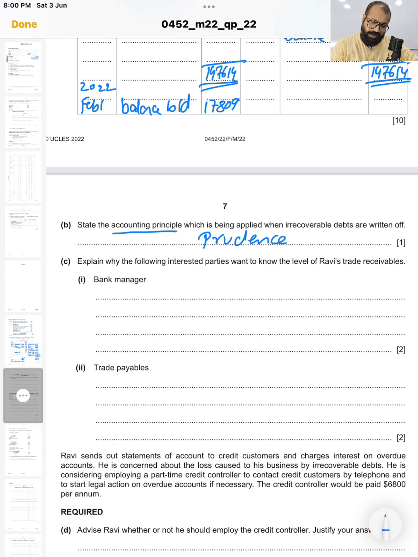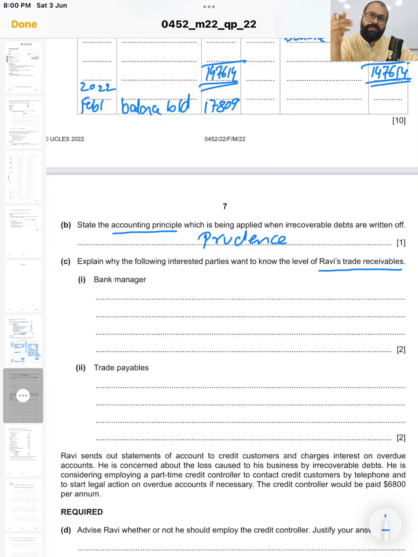See the question: explain why the following interested parties would want to know the level of Ravi's trade receivables. I showed you in the textbook, it is in chapter number 22, where the interested parties topic is there. Interested parties means those which are directly or indirectly related to my business. They get affected due to my business activity. That is known as related interested parties.